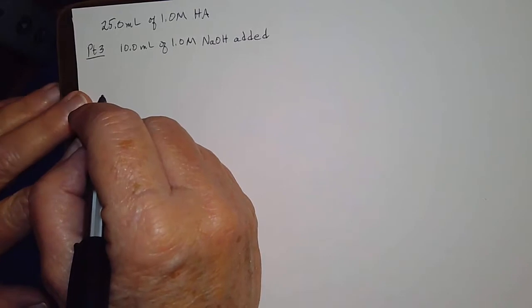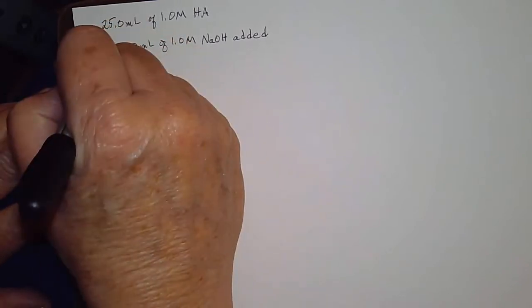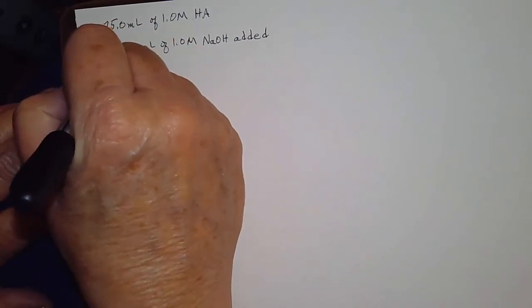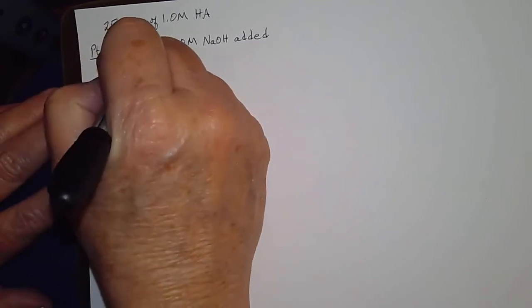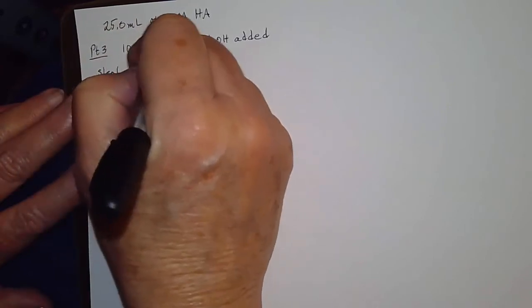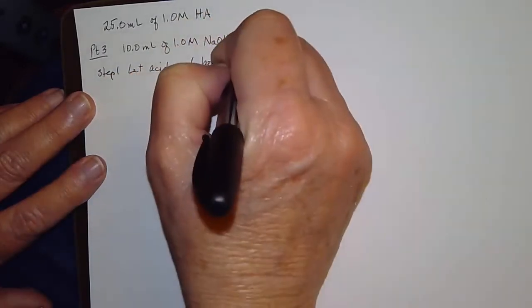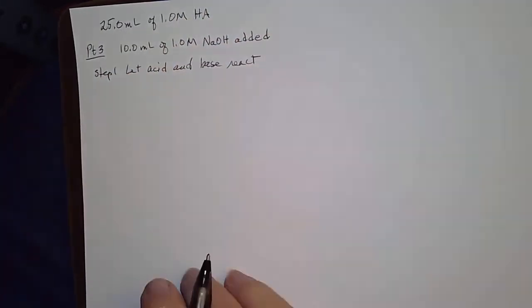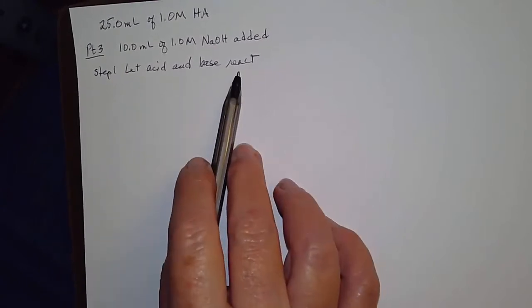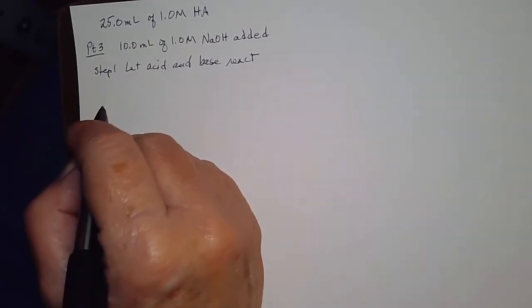So let's find the pH of the solution. Again, our first step is to let the acid and base react. I think it would help you to write out what step 1 is for right now, until you get the gist of this, and then you can speed it up by eliminating that.